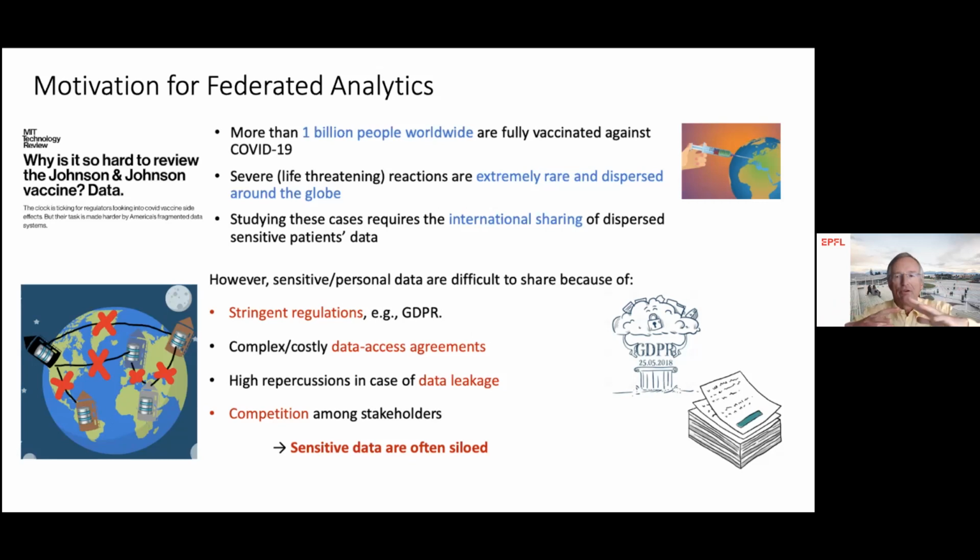one has to have access to a very large set of individuals' data, right? Because you cannot focus only on the cases that exhibit severe side effects. You have to have the whole picture to understand what's going on, right? And as a consequence, there is this willingness to share because one has to move on, one has to get out of the predicament, out of the pandemic. But at the same time, there are the stringent regulations, there are the data access agreements, and so on and so forth, right? And the point is that more often than not, the sensitive data are actually siloed. And this is typically the case for medicine.